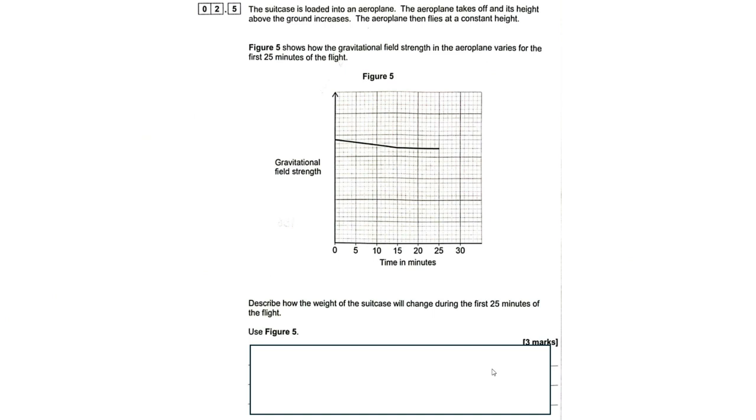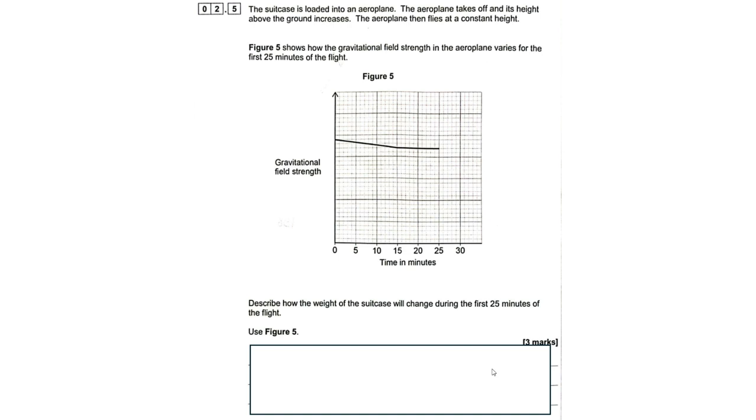2.5, the suitcase is loaded into an airplane. The airplane takes off and its height above the ground increases. The airplane then flies at a constant height. Figure 5 shows how the gravitational field strength in the airplane varies for the first 25 minutes of the flight. Describe how the weight of the suitcase will change during the first 25 minutes of the flight.